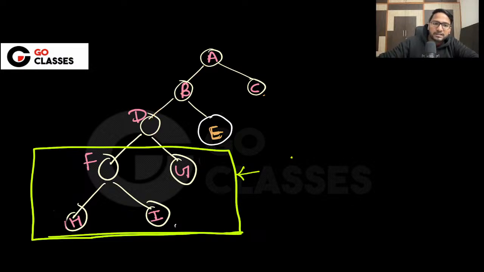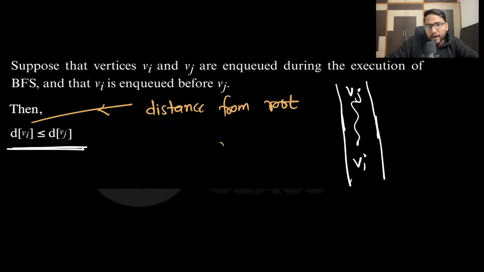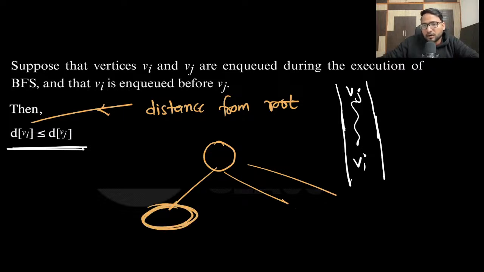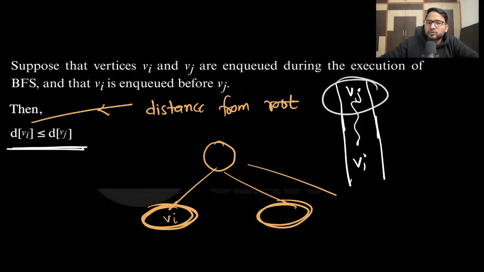And from a, this is 1, 2, 3, 4 distance, like that, right? So now you know what the distance is. Now what they're asking is, if you have enqueued this before, it must be the case that you have explored it. You are saying that this is what vi is. Now the vj, that means the vj you are going to enqueue next.